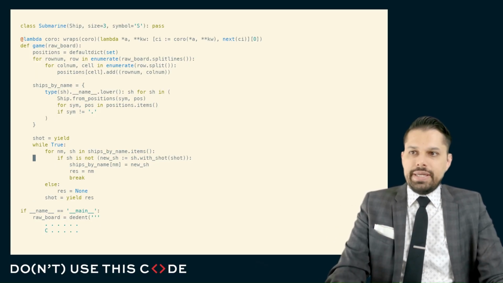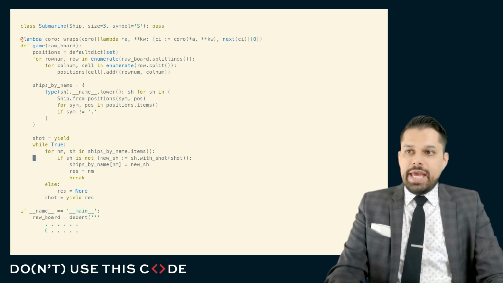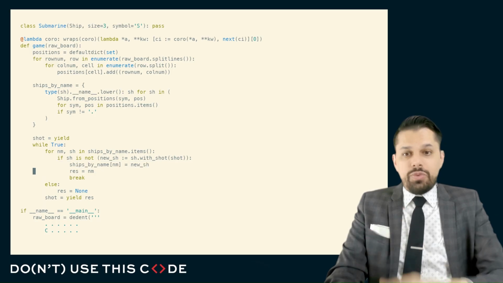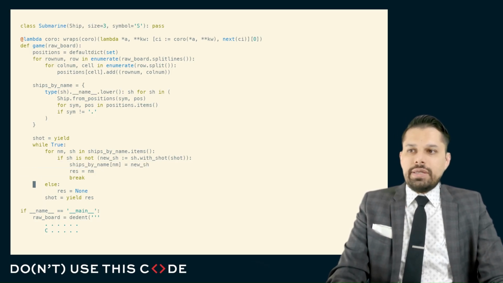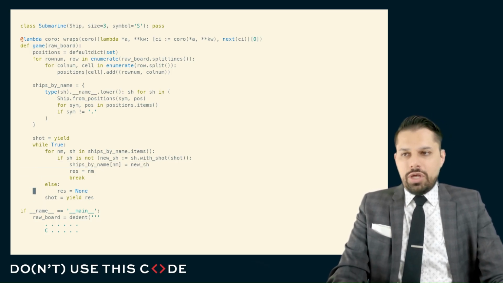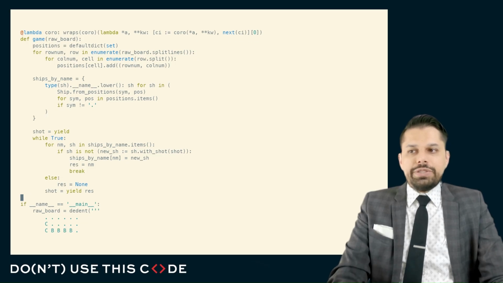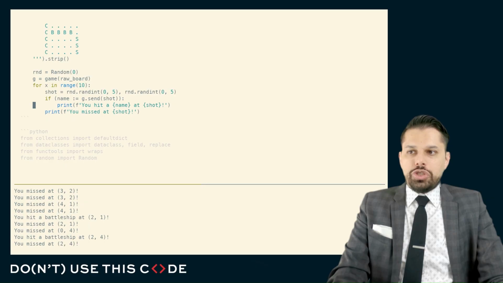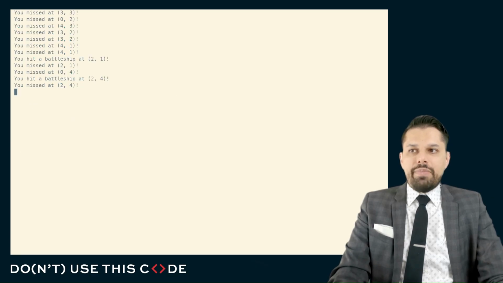And so here you can see we try to see if that new shot would change the state of any of these ships. If it does, we update with the brand new ship. Otherwise, we break out of the loop. Otherwise, we say there was no result and we yield again. And so with this very minor change, we actually should have a fully running game of Battleship.